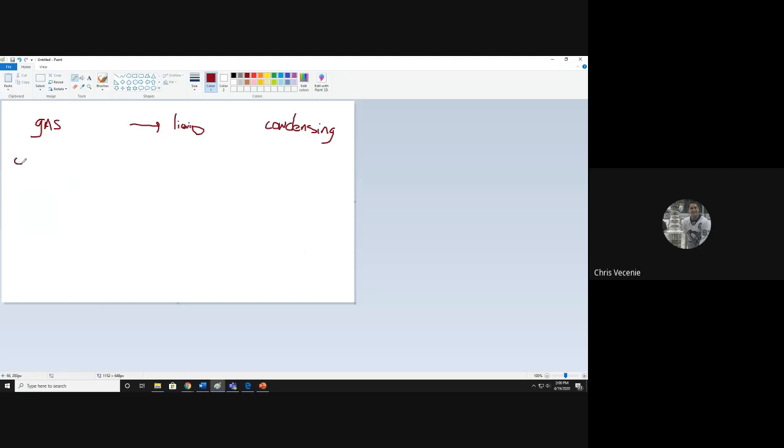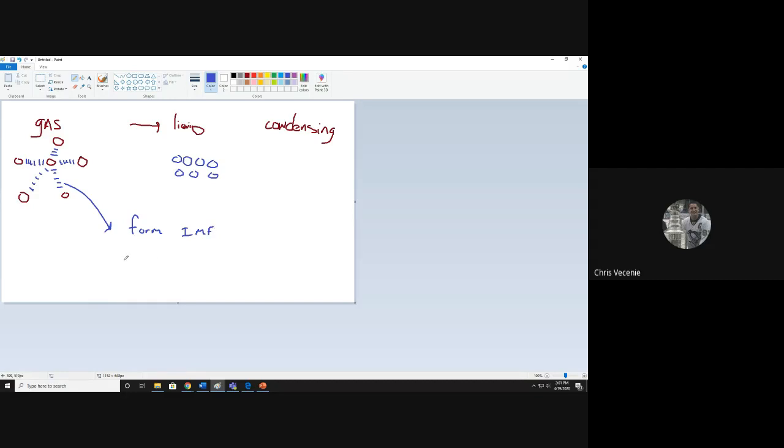So if we look at the particles, we know our gas looks like this. They're spread out and they're moving very quickly. If we want to make them look like this, like the liquid, what has to happen is we need to slow these gas particles down. We have to slow them down long enough that we have the chance for intermolecular forces to form in between these particles. So if we want a gas to become a liquid, we need to form intermolecular forces.